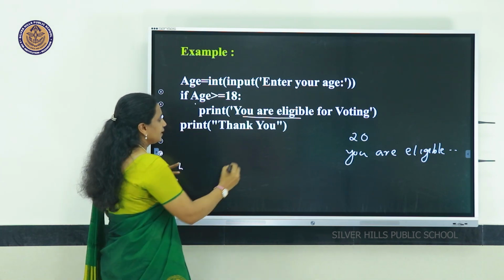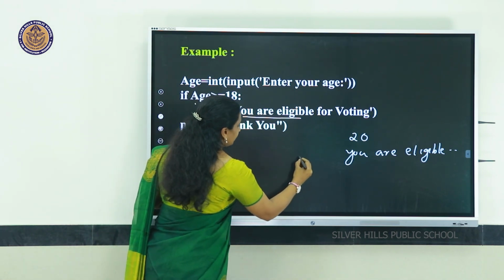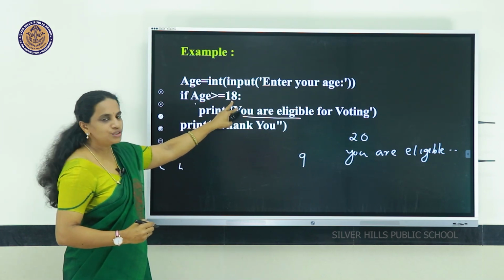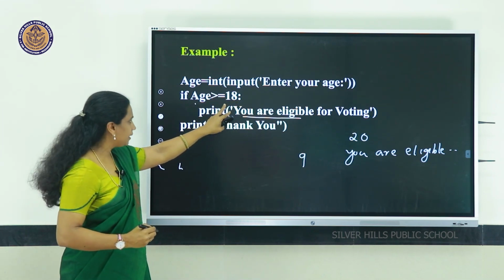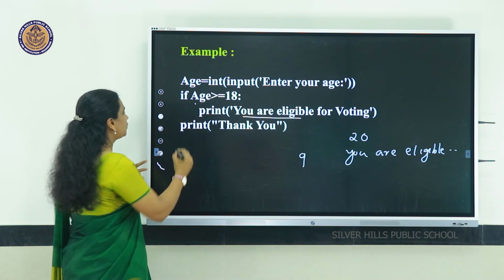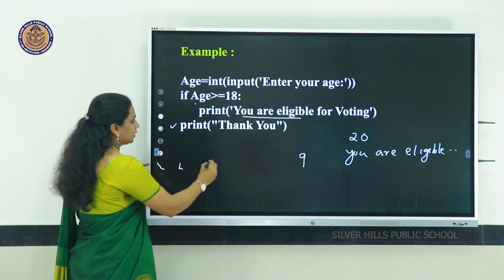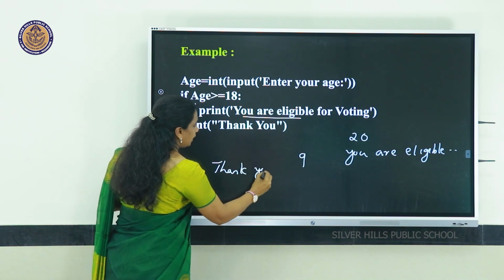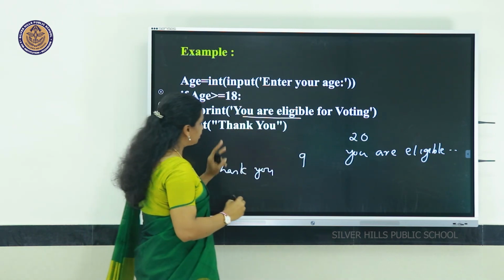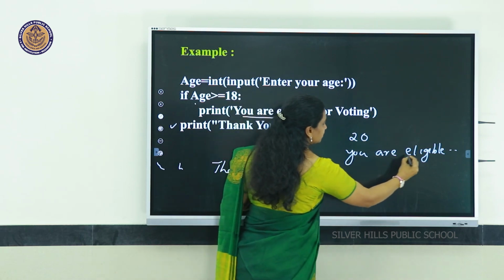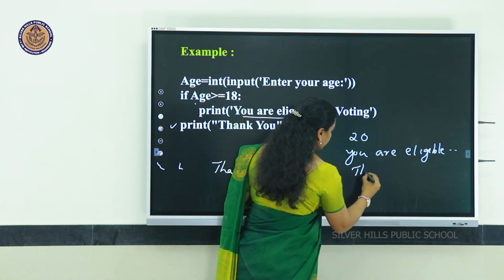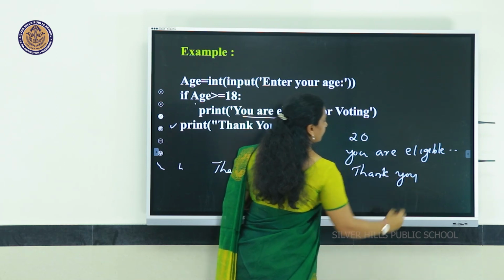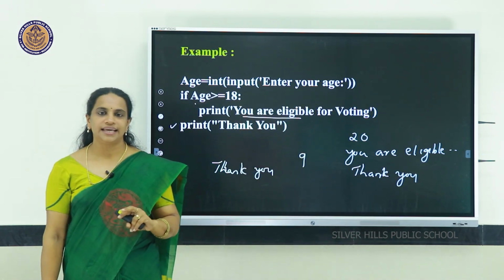Now, suppose the age given is 9. What will happen? Age is greater than or equal to 18 is not satisfied. Then which statement will be executed? This statement will be executed, that is, thank you, because there is no else part. And if age is greater than 80 also, after displaying the message you are eligible for voting, you will get the message thank you. Okay, this is known as simple if statement.